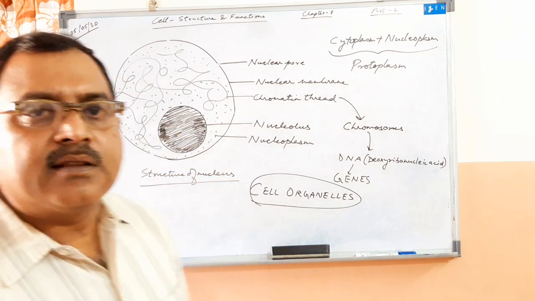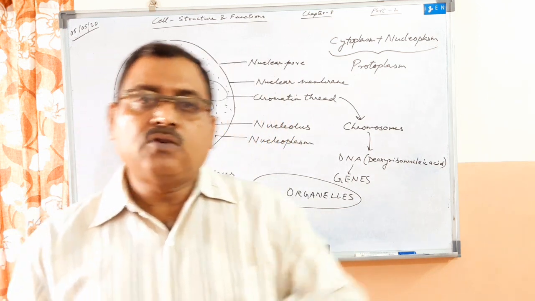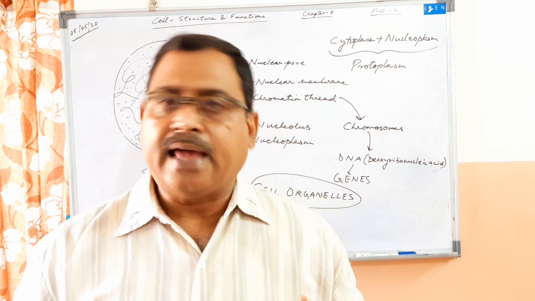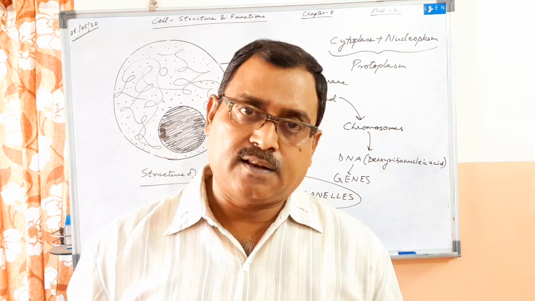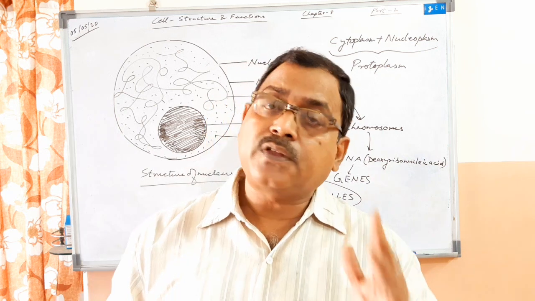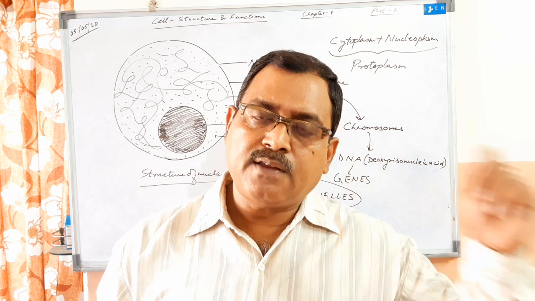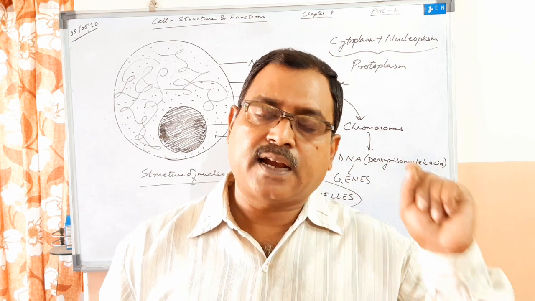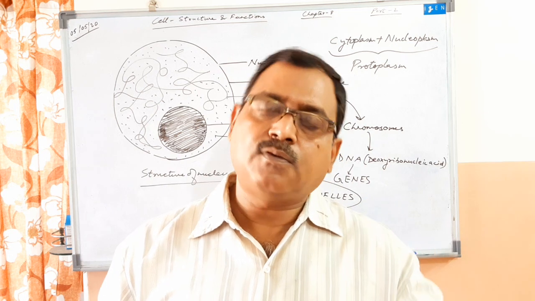Various types of cell organelles are there and they perform specific functions, found both in plant cell as well as in animal cell. So at first we will do animal cell and after that we will do plant cell. So in our next class I will draw the diagram of animal cell first and then I will explain the various parts which are there inside the animal cell, and after that we will go to plant cell.